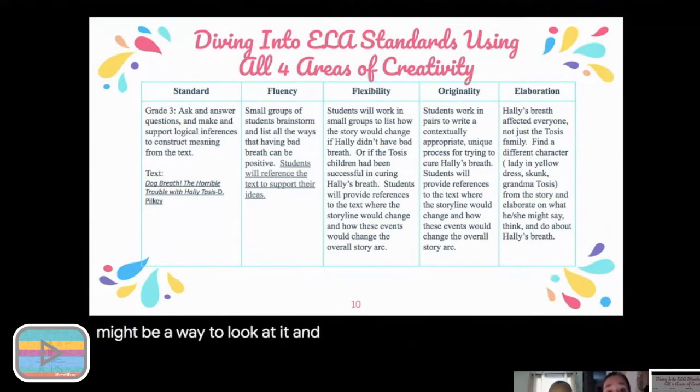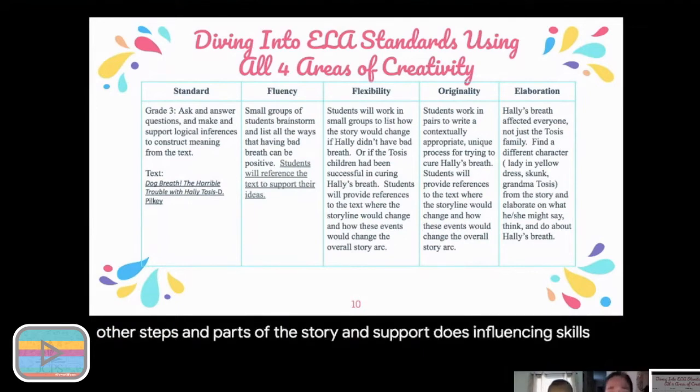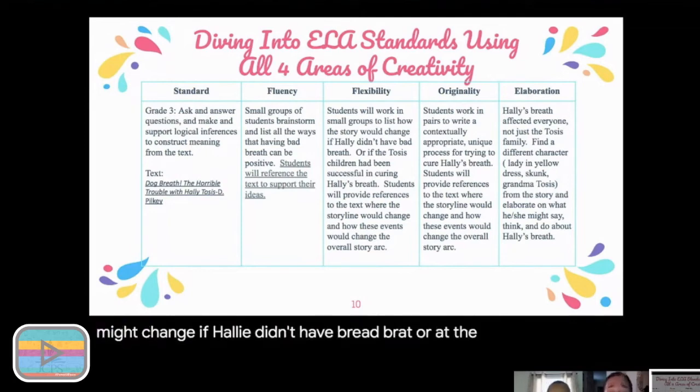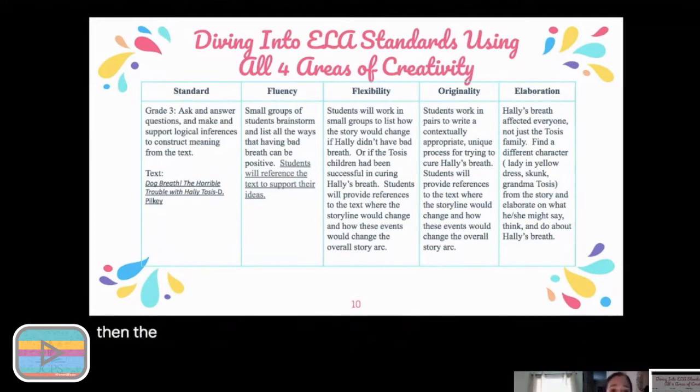And again, in doing so, as Kerri mentioned, this helps the children remember all of the other steps and parts of the story and support those inferencing skills. Flexibility: we thought students could brainstorm or list how the story might change if Hallie didn't have bad breath, or if the children were able to cure it.